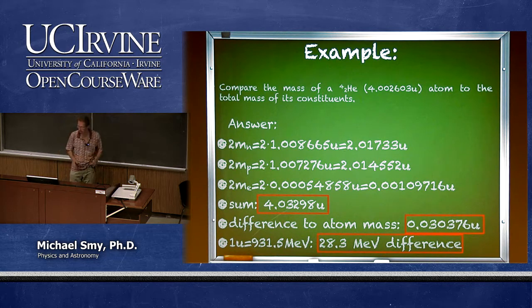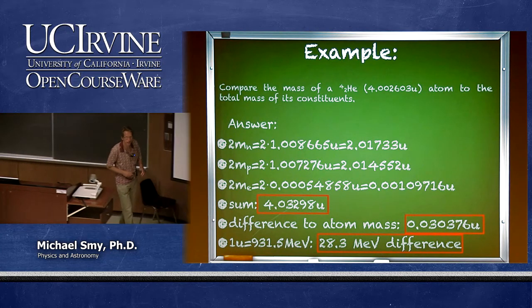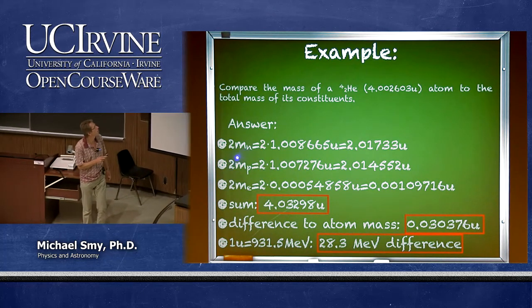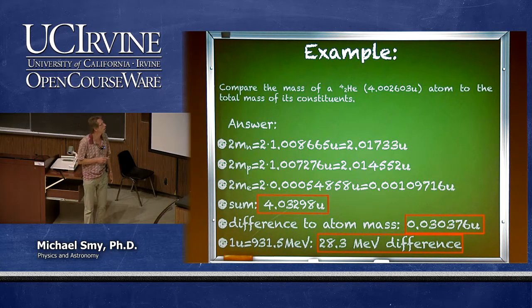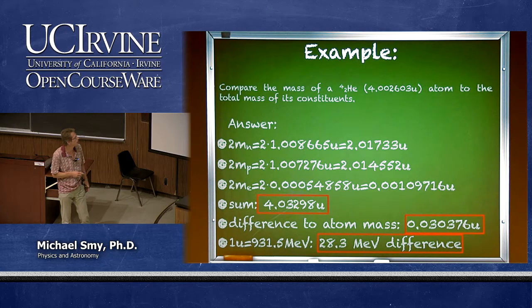So for example, we can compare the mass of a helium-4 atom to the total mass of its constituents. A helium-4 atom has 2 neutrons, 2 protons, and 2 electrons. And if we plug in the numbers in atomic mass units for the neutron mass, the proton mass, and the electron mass, then we get those contributions to the total atom mass. And if we sum it all up, then we get 4.03298 atomic units.